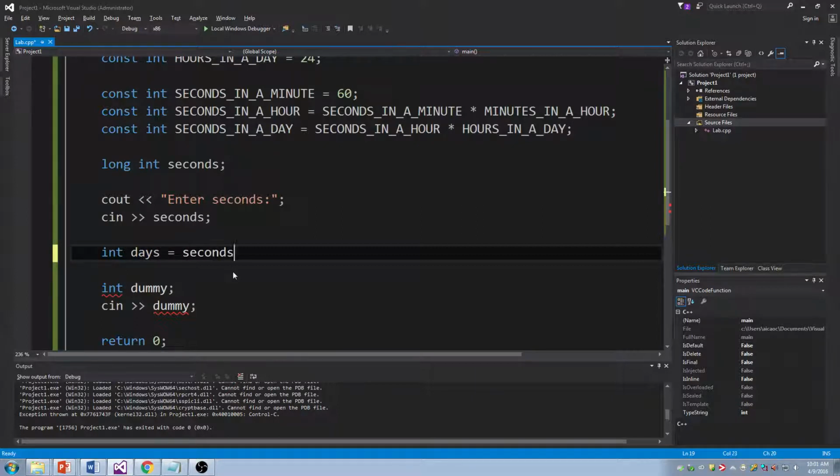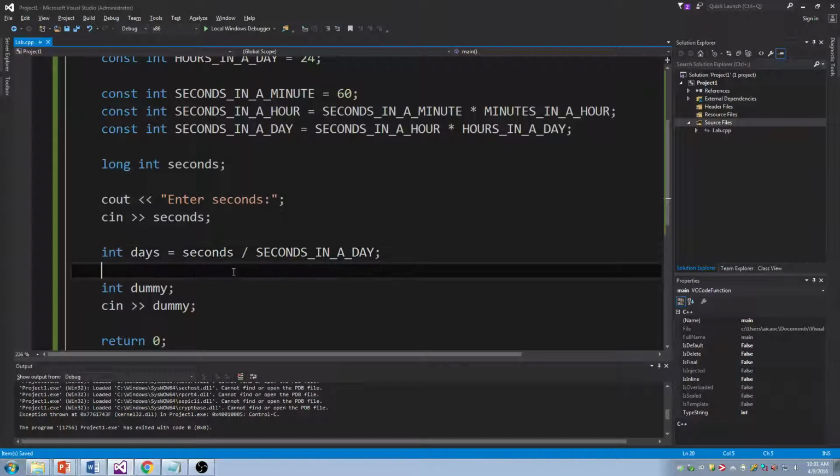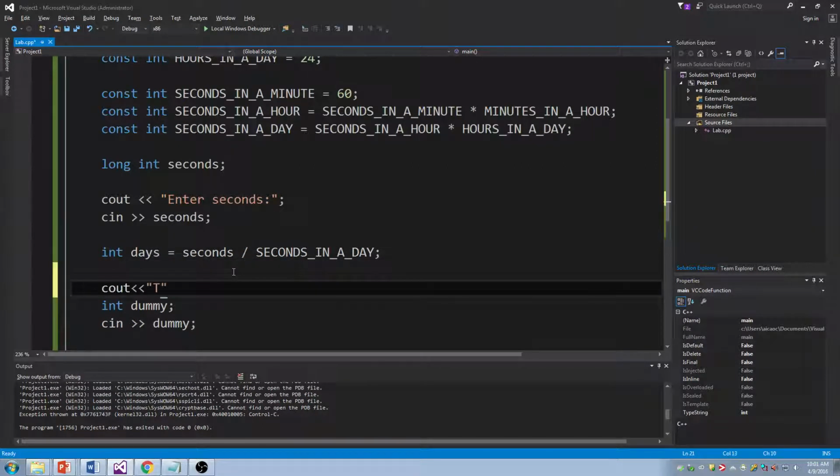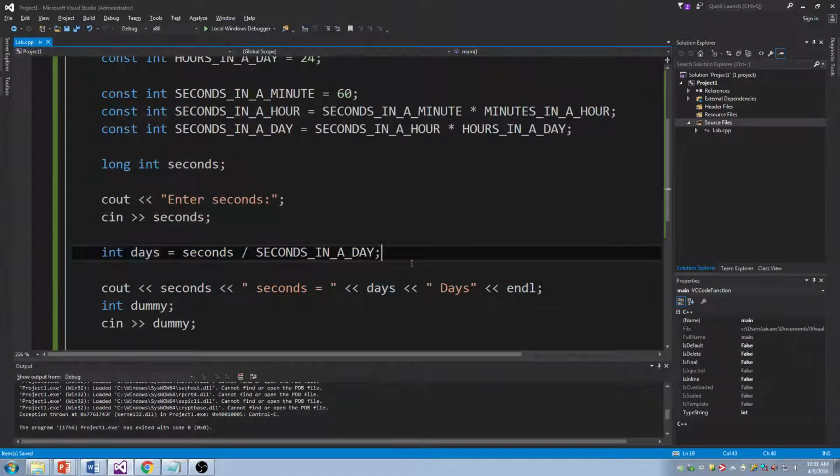And the days is just going to be equal to seconds divided by seconds in a day. And then I'll just say days. Let's do this. Seconds equal to, let's just start with that. Nothing else. I'm literally just doing this operation right here and run it.